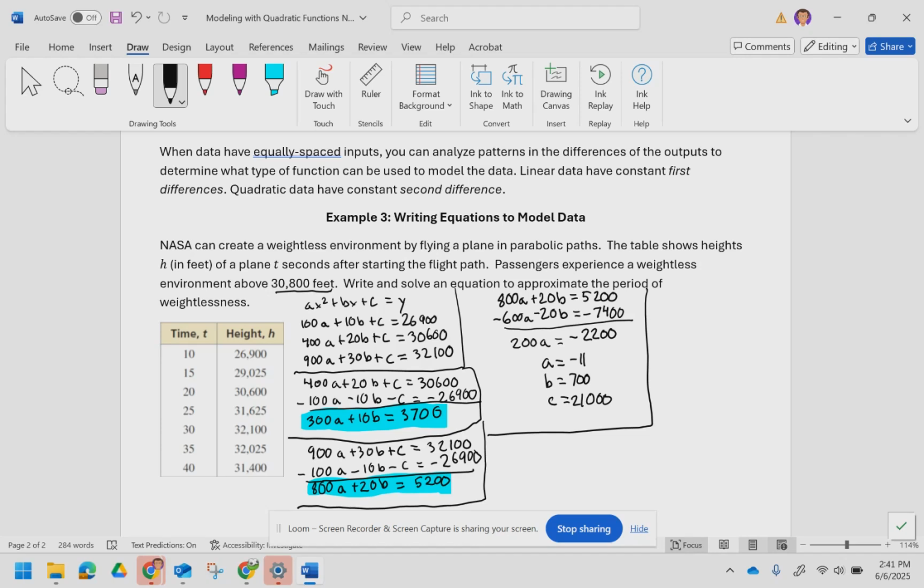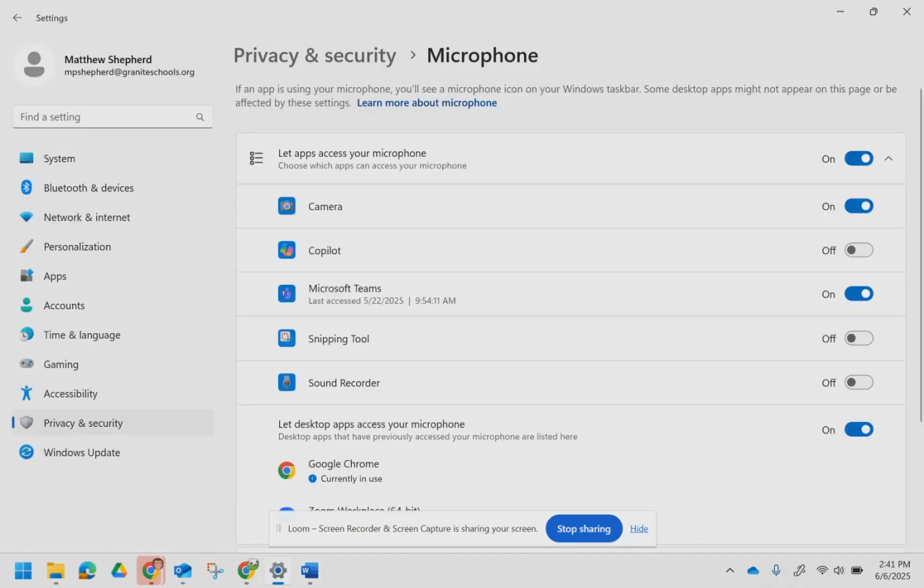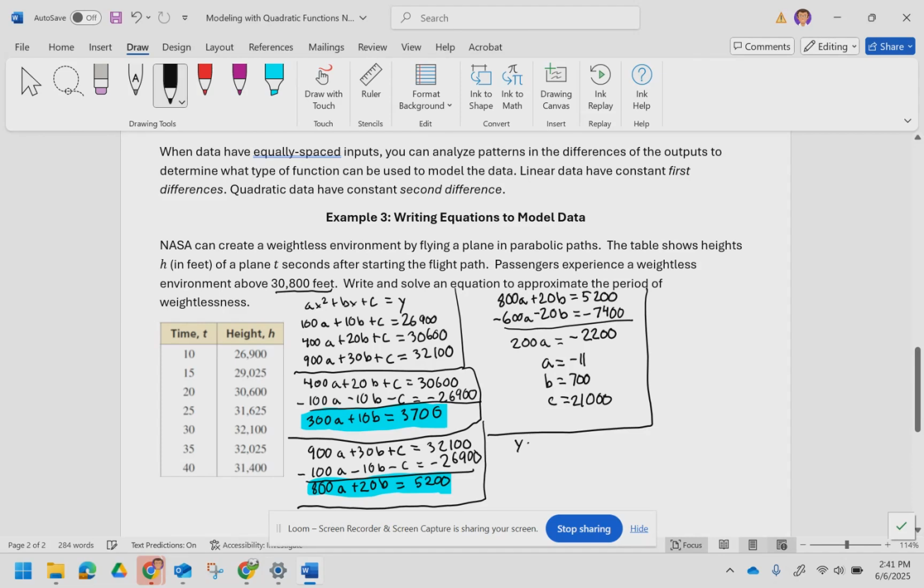All right, so my equation must therefore be, let's see, a is negative 11, so y equals negative 11x squared plus 700x plus 21,000. Fantastic. All right, we've got this equation, and now we can answer the question about the approximate period of weightlessness.